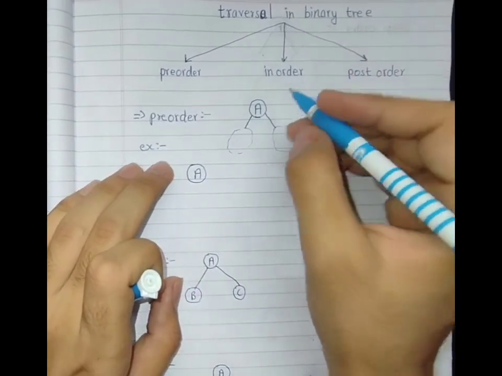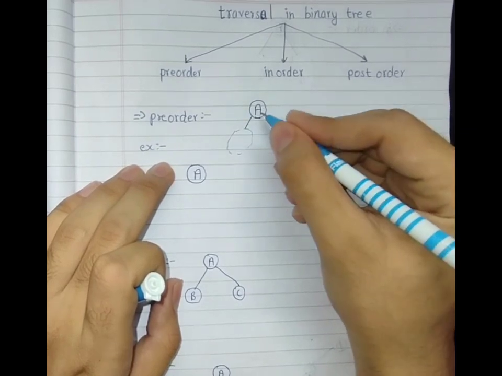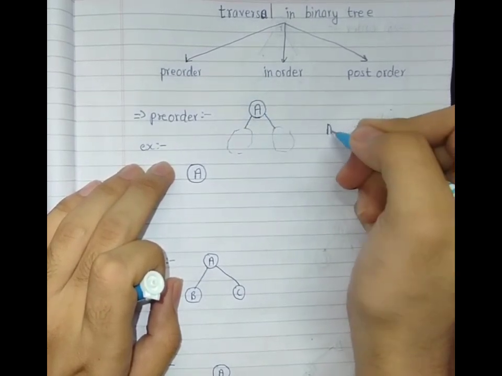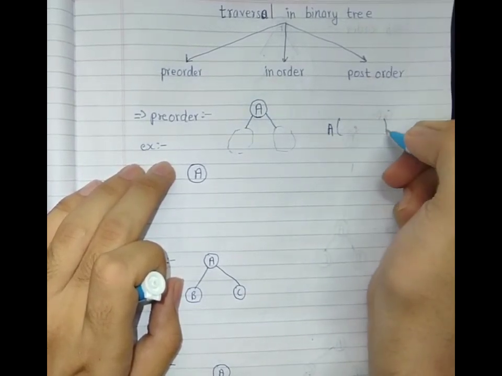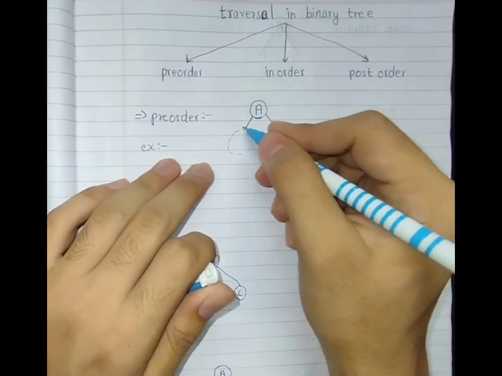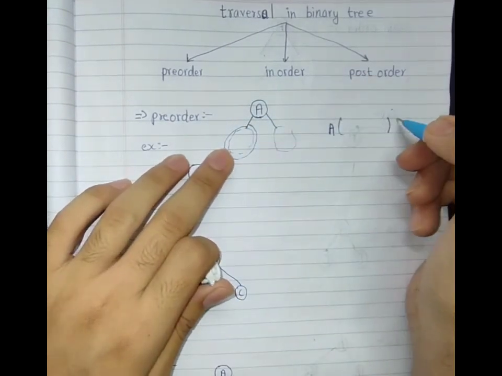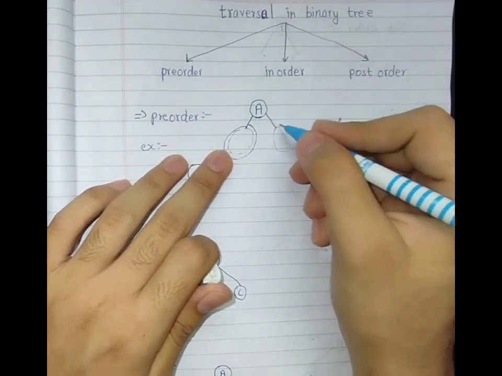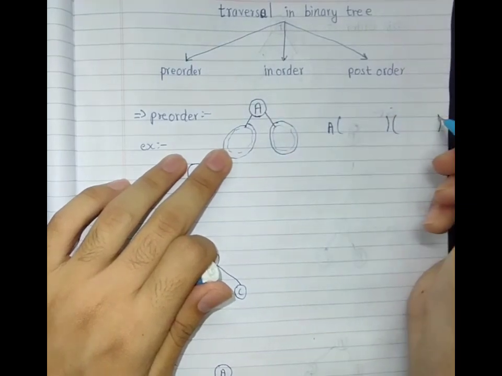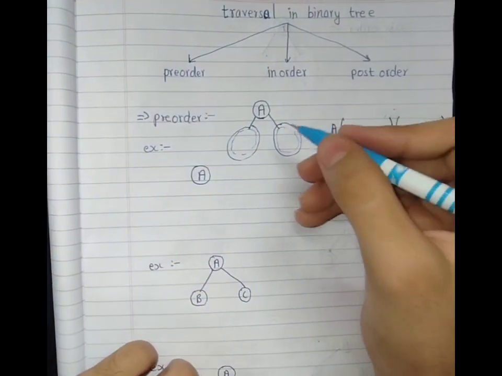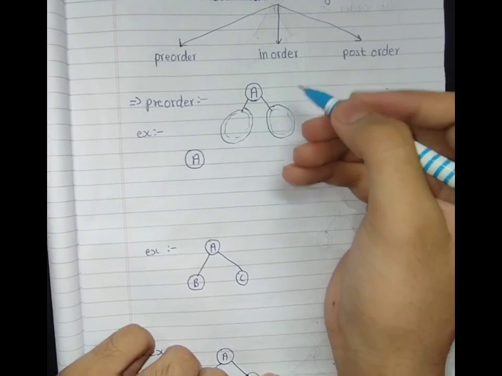In preorder traversal, what we do is write down the root node first, then we write down the pre-order traversal of the left branch of this binary tree. Then we write down the pre-order traversal of the right branch of this binary tree. We will understand this concept properly with some examples.